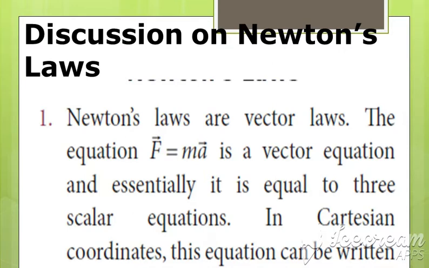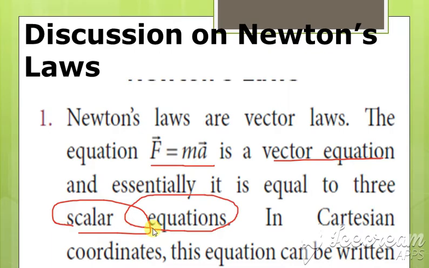Newton's laws are vector laws, and we are taking Newton's second law, which is F is equal to m into a. This is a vector equation, and it is equal to 3 scalar equations. Okay, so how we are writing the scalar equation, let us just see it now. With one form of vector, we are able to write 3 scalars. So how we are writing those 3 scalars is in terms of Cartesian coordinates.